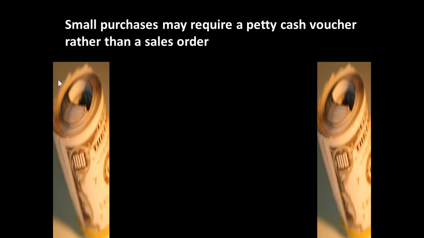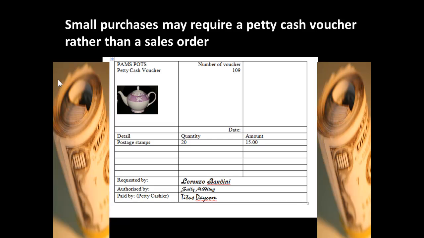Now, very small purchases usually are done through petty cash vouchers rather than sales orders, and these are in fact purchases made with cash. So Pam's Pots uses petty cash vouchers for that purpose, and in this case postage stamps have been purchased, 20 for a total of £15. You can see in this case there's a system whereby someone makes a request, it has to be authorised by a second person, and then paid out by a third person, the petty cashier.